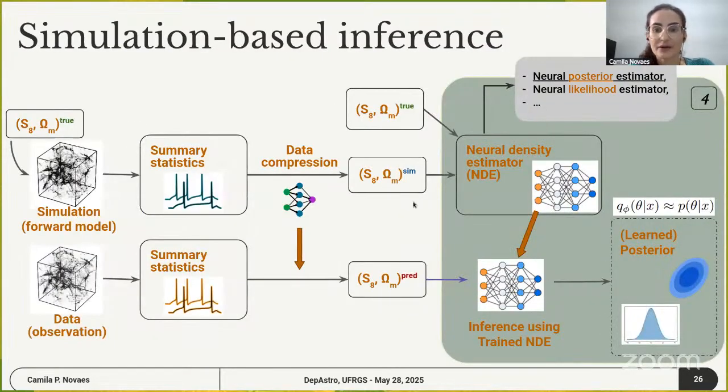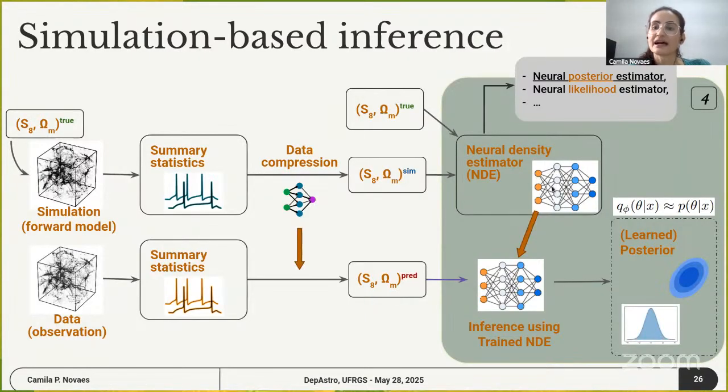Okay, so this was the data compression part, and now we go to the last part. This last part takes as input the compressed data, your prediction from the previous step. So after you compress your data, your summary statistics, just into two numbers, you can use this neural density estimator, which is basically another neural network which will learn the relation between this compressed data and the true values of the cosmological parameters.